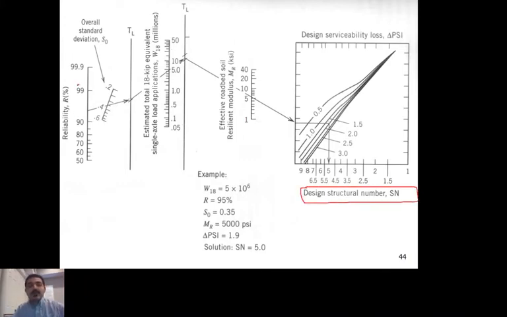The graph, or the nomograph rather, starts from the left side with the reliability level. What should be our reliability level? We will pick this based on the road classification that we're designing. Then we're going to connect the reliability level, let's say at this point here, which is 95%. This is an example. We're going to connect the point from 95% to the overall standard deviation, which in this example is 0.35.